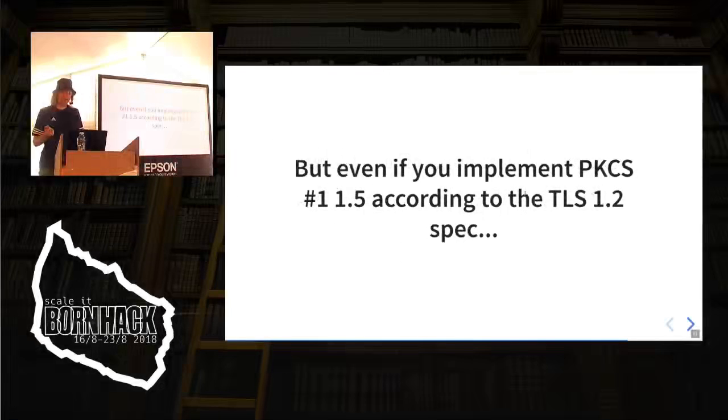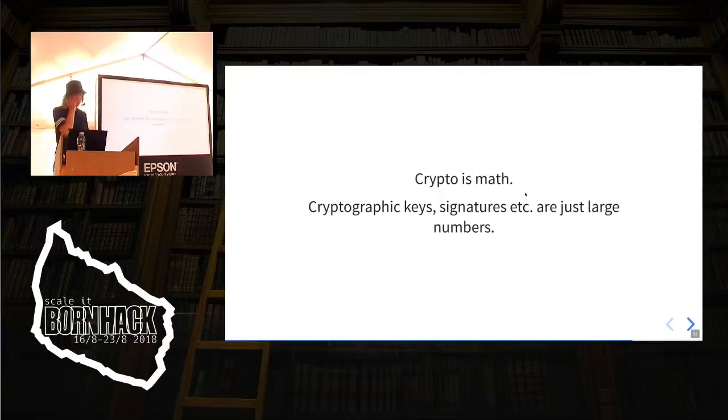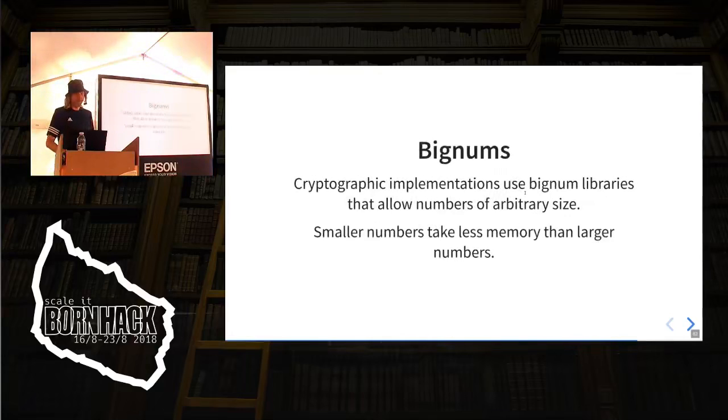Something we learned is that even if you implement it correctly according to the spec and do all the countermeasures against timing attacks that are written in the TLS standard, you may still be vulnerable. And we're getting back here to the fact that crypto is just math, and our cryptographic keys and our signatures and everything are just numbers. These cryptographic libraries use bignum structures, which more or less store our numbers in a buffer with a size. That has the effect that if you have a smaller number, it takes less space, because if something starts with a 0, then it becomes a smaller number, right?